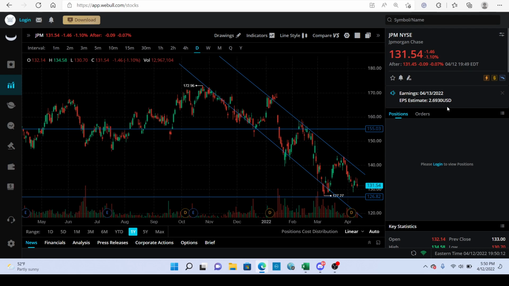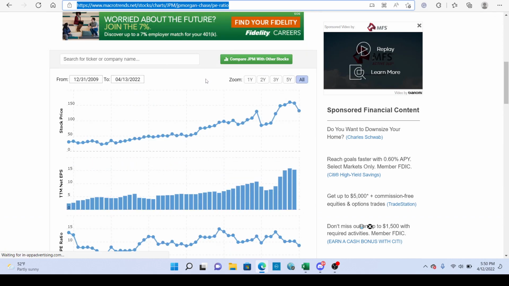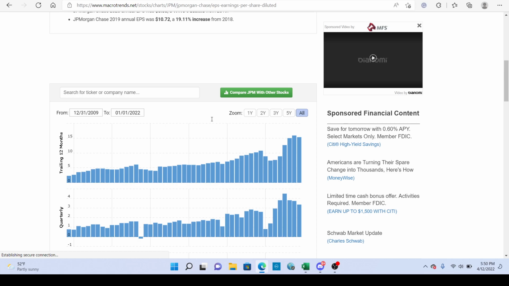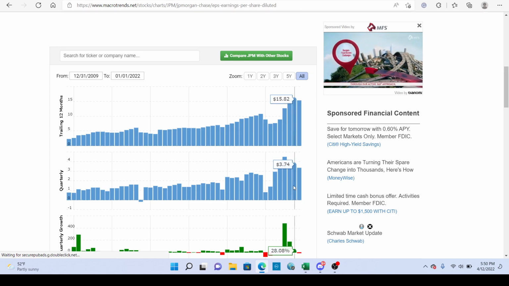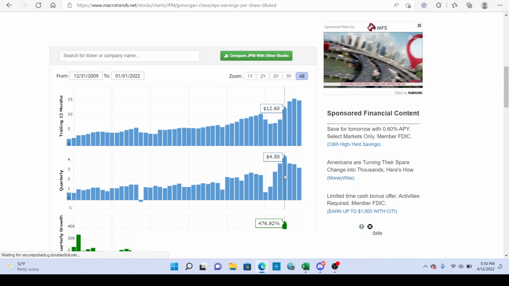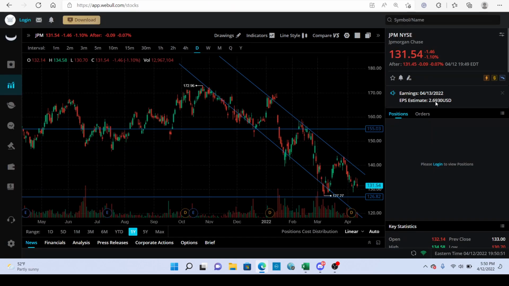Now, you're going to wonder, is this good or is this bad? Well, you have to look at prior data to understand if this is good or bad. So I'm going to go to this website, it's called Macro Trends, and essentially they record a lot of trend data for stocks. So what I'm going to look at is JP Morgan earnings per share by quarter. If we're comparing this to last year's quarter, it was 4.5. Now they're expecting 2.69. So this is very bad. It's not good at all.